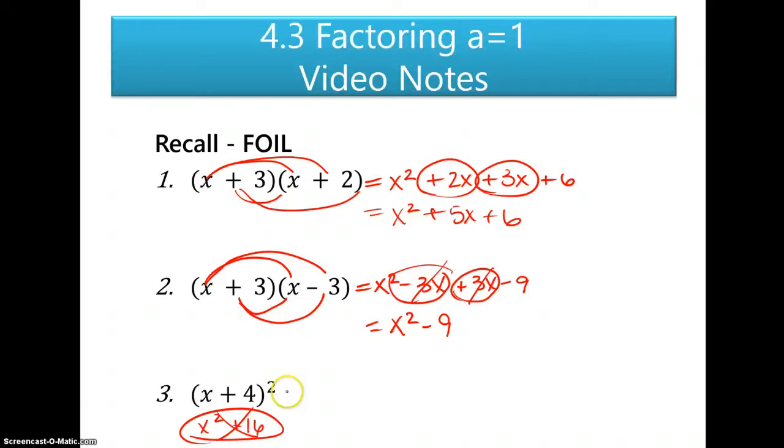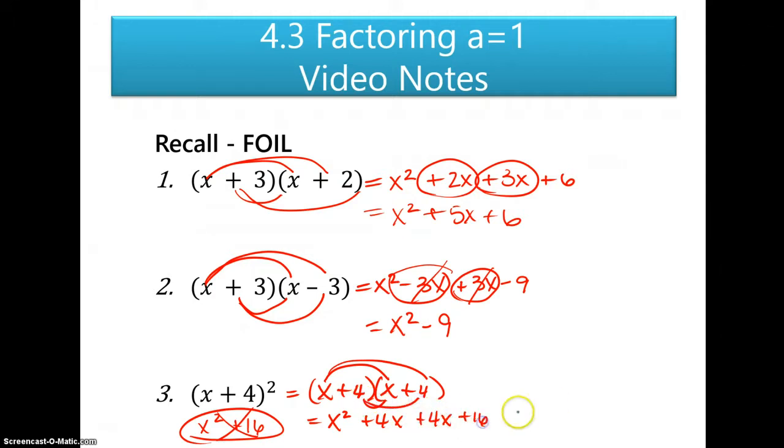What this means is the quantity x plus 4 times x plus 4. And again, to simplify this, you have to FOIL. So you get x squared plus 4x plus 4x plus 16. So the simplified version, x squared plus 8x plus 16.